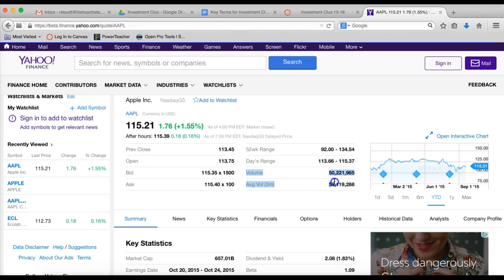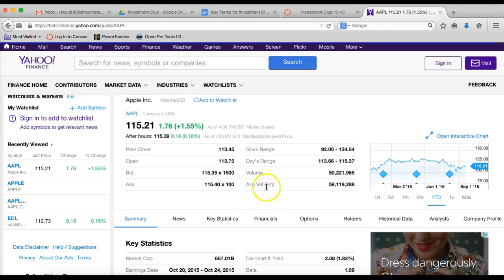Volume and average volume, these two go together. These are the ones that you want to look at together. Volume is how many shares of Apple were actually traded today. So how many little pieces of Apple ownership were traded today. 50,221,965 shares were actually traded today. Now, what does that tell you? Well, that tells you that it was very actively traded today.